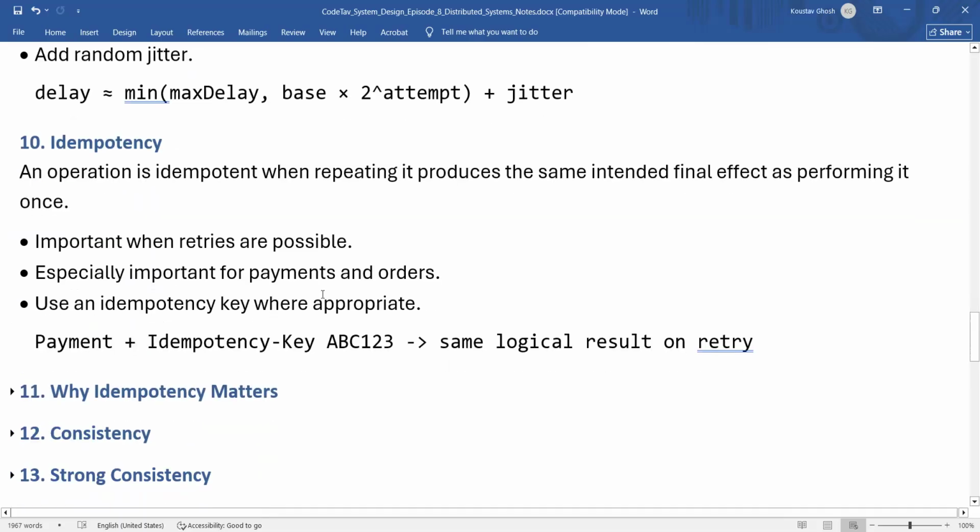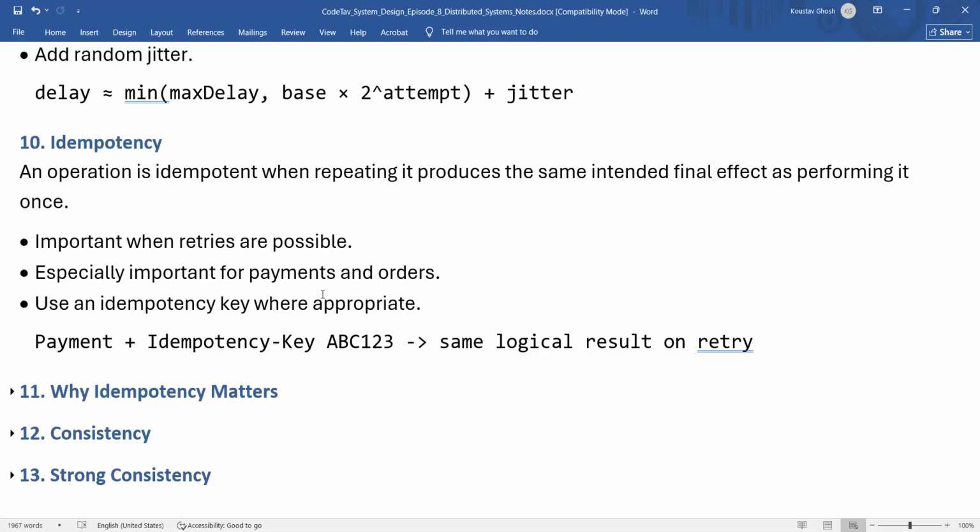Now we come to one of the most important concepts, which is idempotency. Suppose a user clicks pay now. The payment request reaches the payment service, and suppose the payment succeeds. But unfortunately, the response is lost because of a network problem. The client does not know whether the payment succeeded or not, so the client retries. Now we have a serious problem: the payment could potentially happen twice.